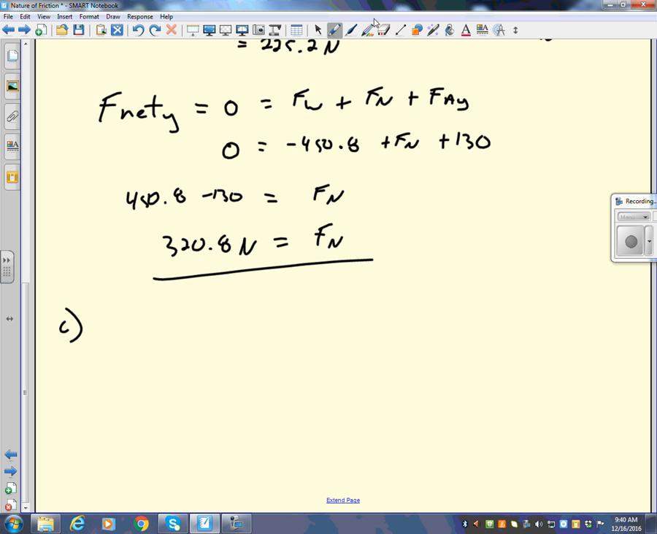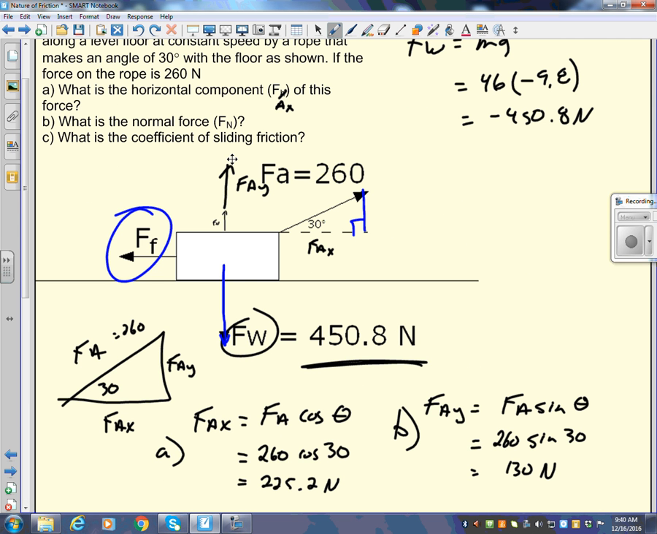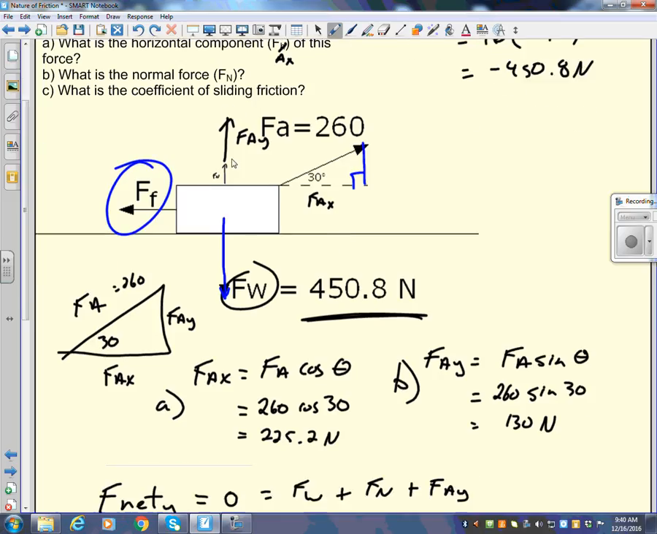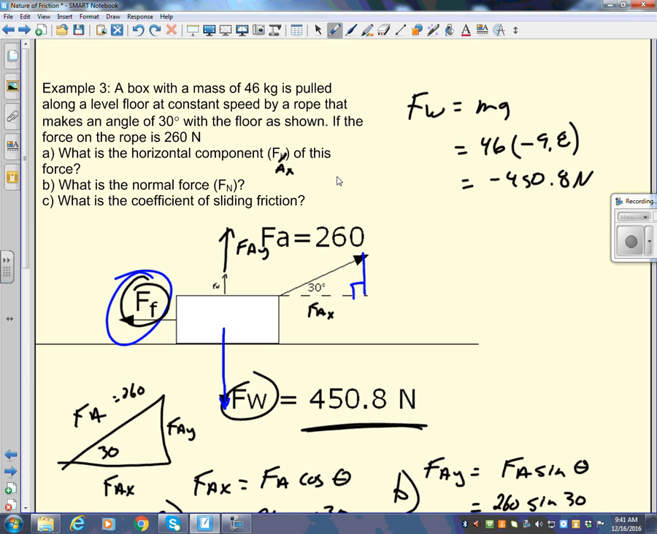C asks for the coefficient of sliding friction, which is mu equals FF over Fn. I know Fn. I don't know FF. We're asking for the coefficient of sliding friction. Mu equals FF over Fn. I know Fn, I don't know FF. What is FF equal to? Let's look back at our free body diagram. FF is opposite FAX, and we know right at the start I made you do this. Constant speed, what does that mean? It means those are equal.